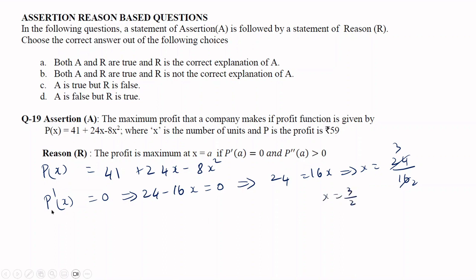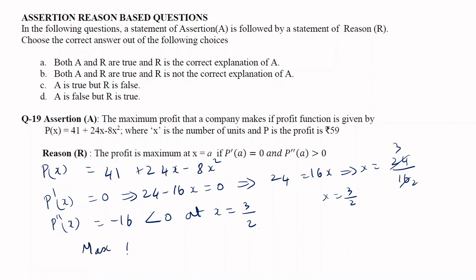For maximum profit, P dash of x is equal to 0 and P double dash of x is less than 0. P double dash of x, when we find the derivative of 24 minus 16x, is minus 16, which is less than 0 at x equal to 3 by 2. As a result, x equal to 3 by 2 is a point of local maxima, and then the maximum value of this profit can be calculated by substituting x as 3 by 2.